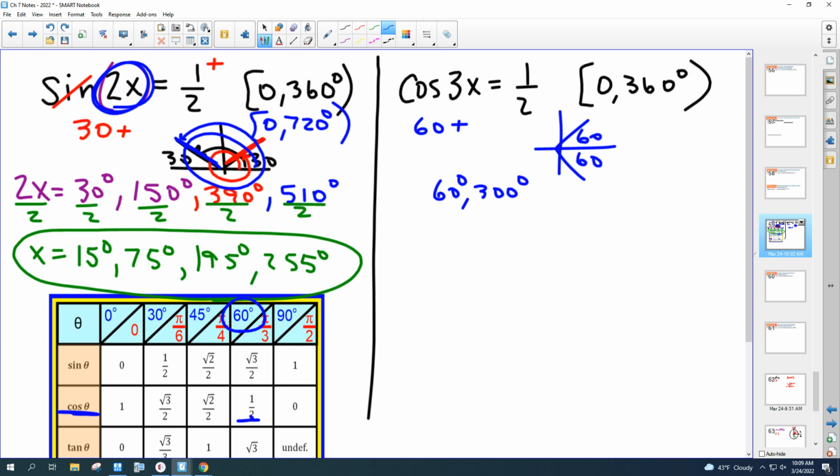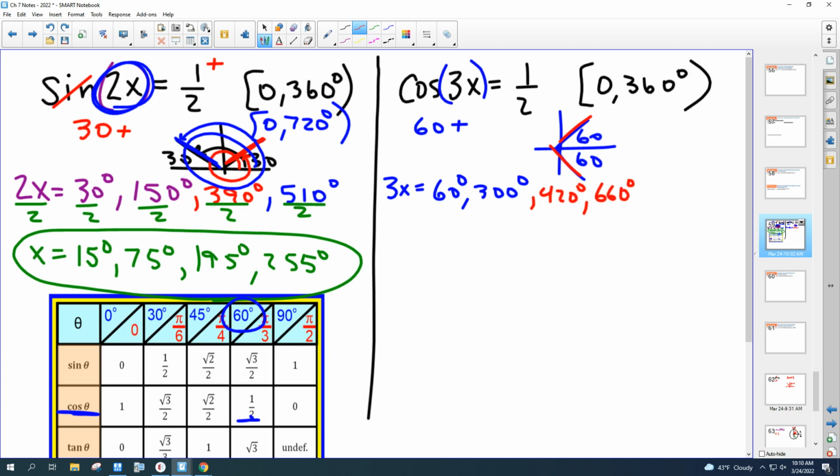In the past, I would have been finished right there. I would circle it and move on. But this time I'm not finished because I haven't done anything with that 3 yet. I haven't truly isolated the variable yet. We know we're going to have to divide by 3, so I'm going to get 20 and 100, but I'm going to save that for my last step. Before I get there, I'm going to go around 3 times. So all I have to do here is take this 60, add 360 on to get back there again, and that's 420, I believe. And this was 300. I'm going to add 360 to get back there. That's 660.